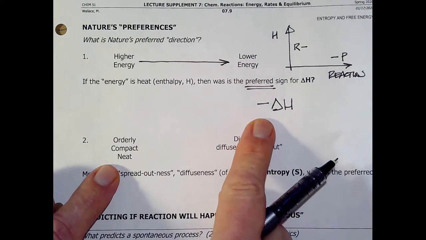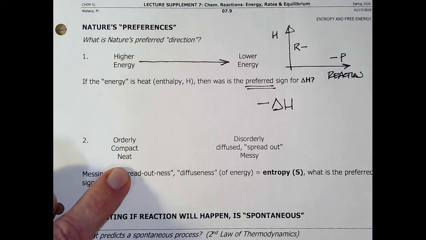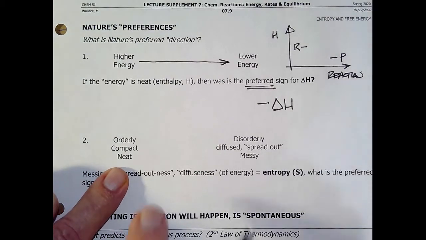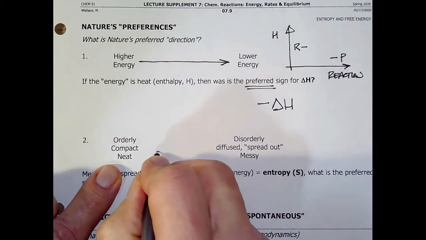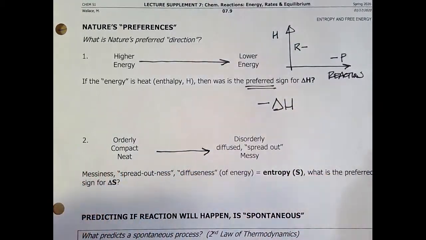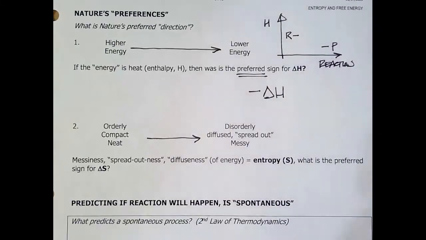Nature's lazy, and nature is a slob. Nature loves to take things that are orderly, compact, and neat and turn them into disorder, diffuse, spread out, messy. We see that again and again and again. Now, this messiness is called entropy, and the variable we usually use is S. And what we want to say is nature usually gets messier.